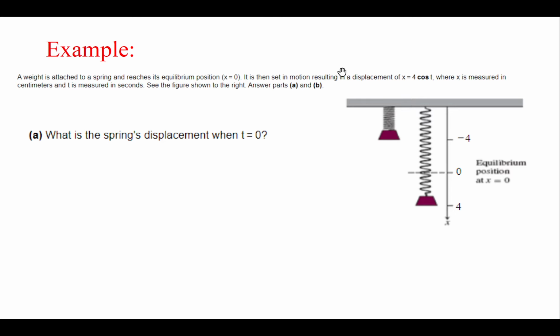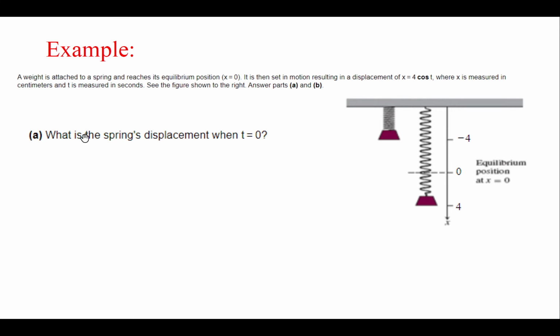It is then set in motion, resulting in displacement of x equal 4 cosine t. So because of this weight, this spring goes down, and then it goes into a state of motion, and this motion can be modeled by using this function x equal 4 cosine t, meaning the displacement of this spring, displacement means change in position of this spring, can be modeled by using this function 4 times cosine t, where t is time. Here this displacement is measured in centimeters and time is measured in seconds. So by using this information and this picture, we need to answer some questions.